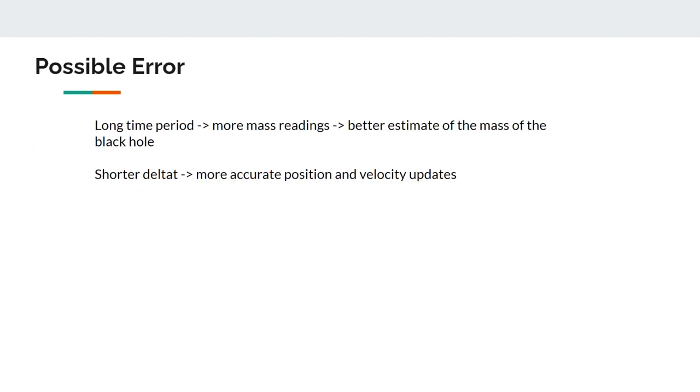So what are some possible sources of error? Because this is a computer simulation, there's not really any computer error or anything like that. But we could have made the time period longer because it was reading the mass every iteration. We could have just increased that, which would have given us more readings and therefore a better average. We could have also decreased the change in time between those iterations because we're calculating position and velocity update using that net force that we calculate each iteration. And the shorter that delta t is, the more accurate that is as well.